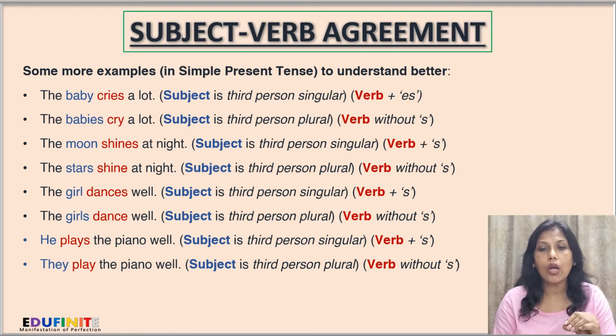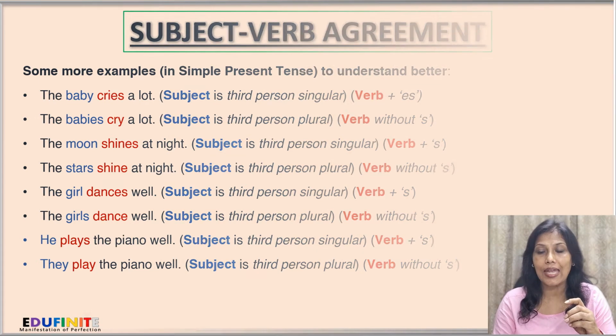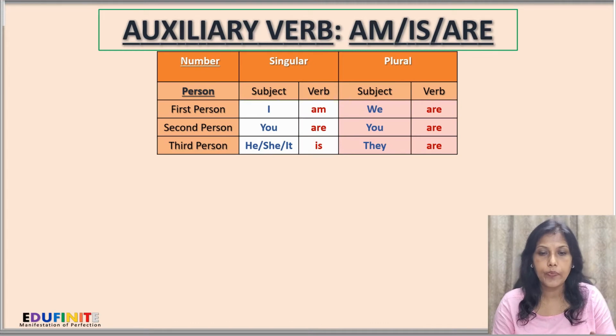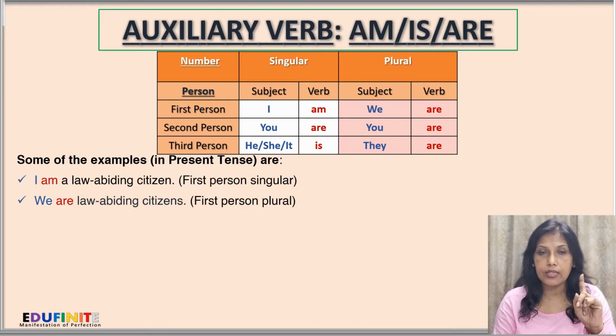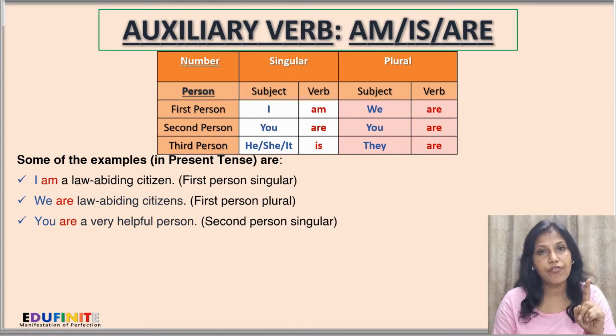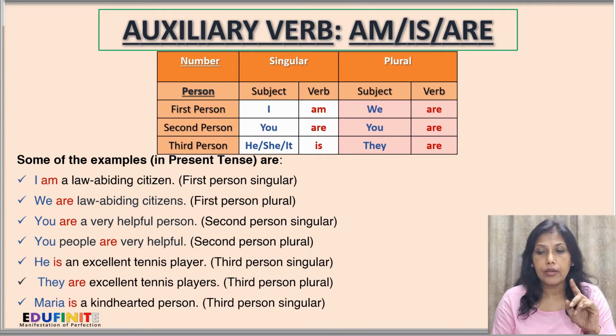Now, let's look at how the auxiliary verbs am, is and are take their subjects. First person singular subject is I and the verb accompanying it is am. First person plural we, second person singular and plural you, and third person plural they, they are all associated with the verb are. Only third person singular he, she, it goes with the verb is.